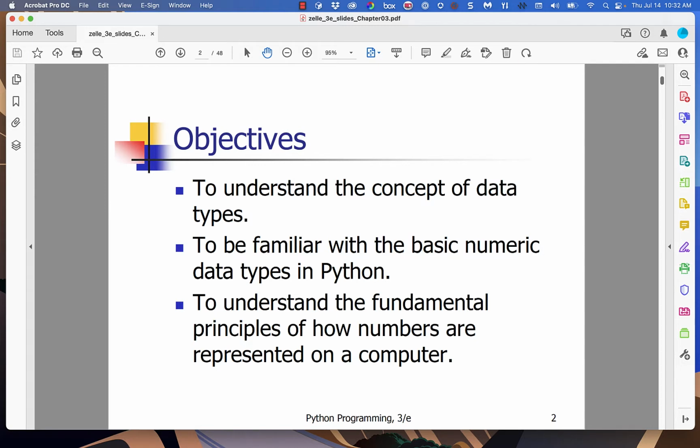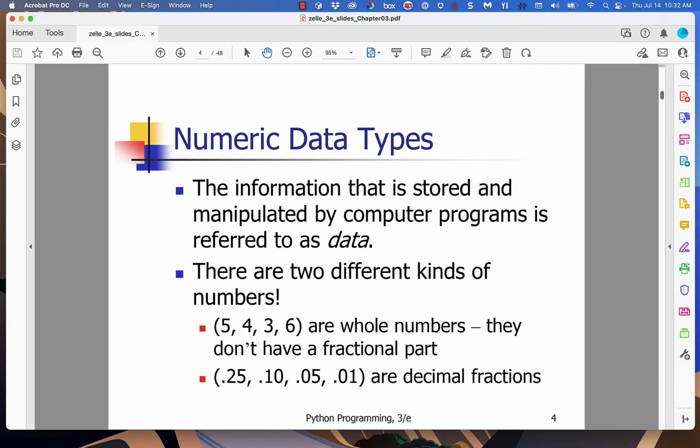The objectives I'm going to leave for you to read on your own. So when we work with numbers in Python, we need to create number objects. And all of the programming objects in Python are based on a type system. So what we're interested in here is which of the data types are numeric that we want to use and talk about in this chapter, and what are their characteristics.